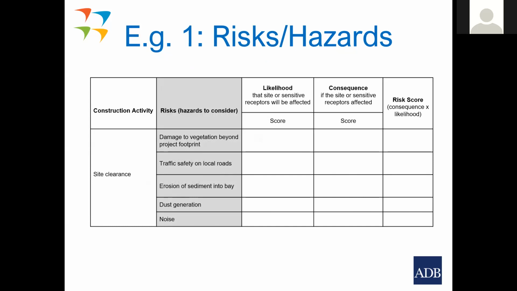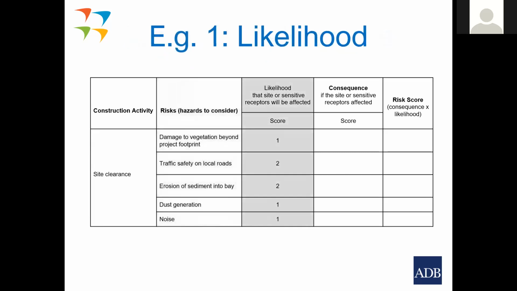We put this into the matrix, and you can see on the left-hand side we've got our construction activity, and then we've listed those particular risks that we have identified. So then we say, what is the likelihood? What's the likelihood of damage to vegetation beyond the footprint? Well, the likelihood is pretty low for site clearance, because there's virtually no vegetation at all. So you can give that the lowest score.